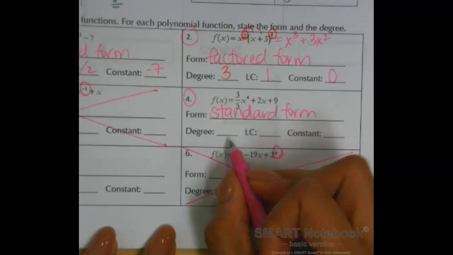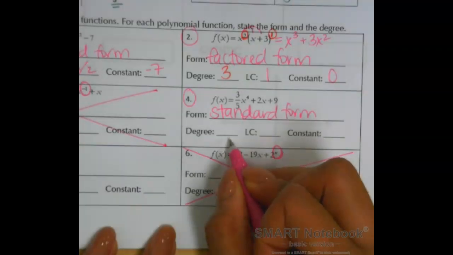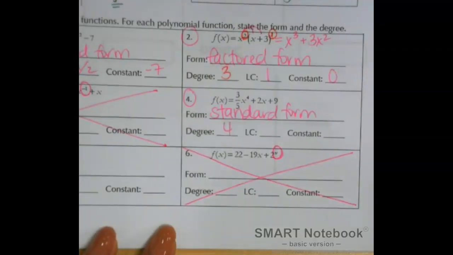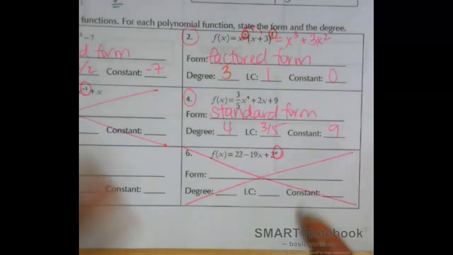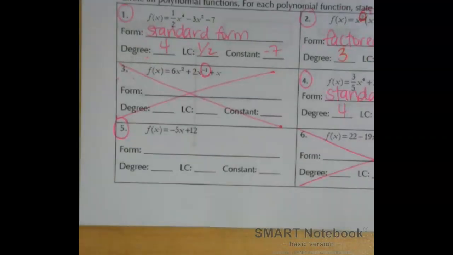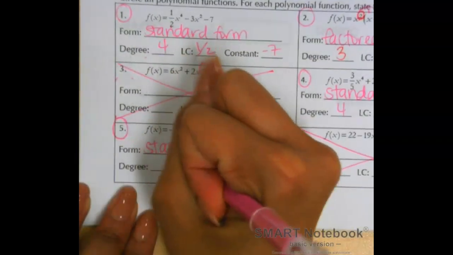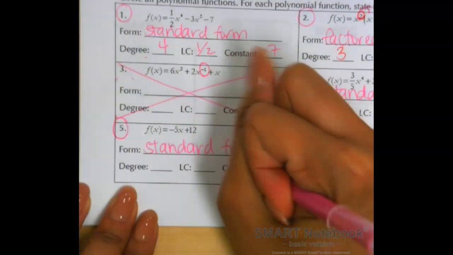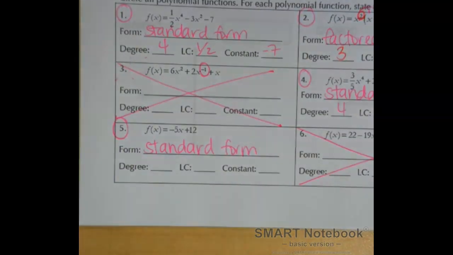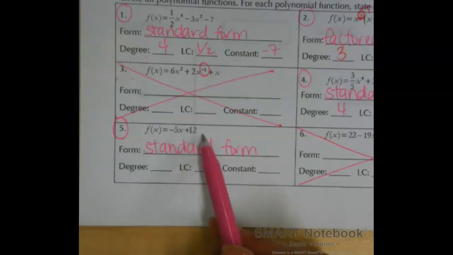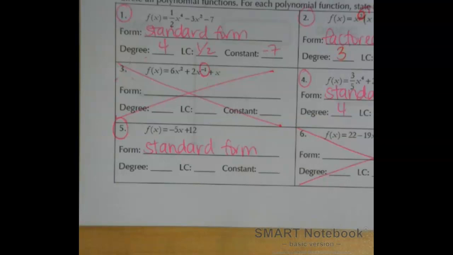For question 4, Andrea, what's the degree? 4. What's the leading coefficient? Yep. And what's the constant? Perfect. For the last one, Andrea, what form is number 5 in? It is also standard. Let me clarify: technically, this is a linear function, but as a polynomial, this is in standard form. The highest exponent is first, and then it counts down to the lowest exponent, which is none.